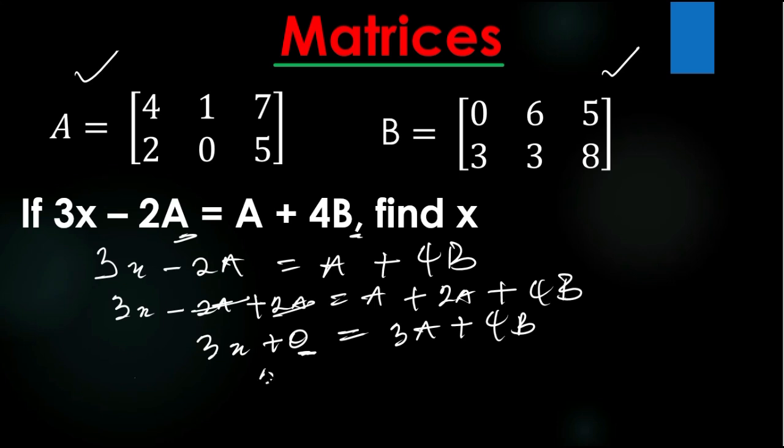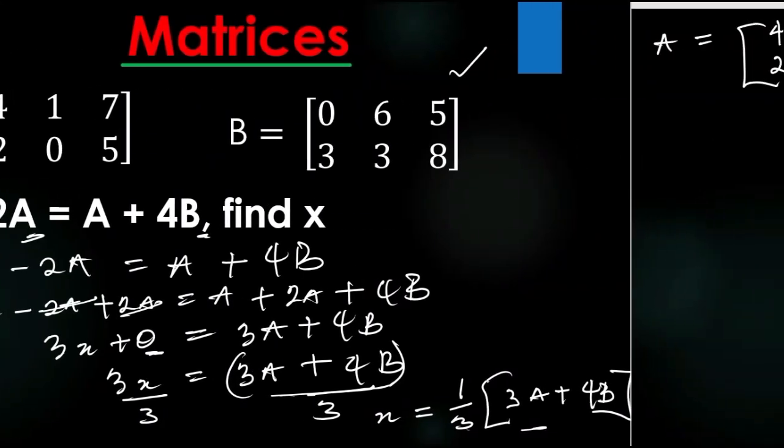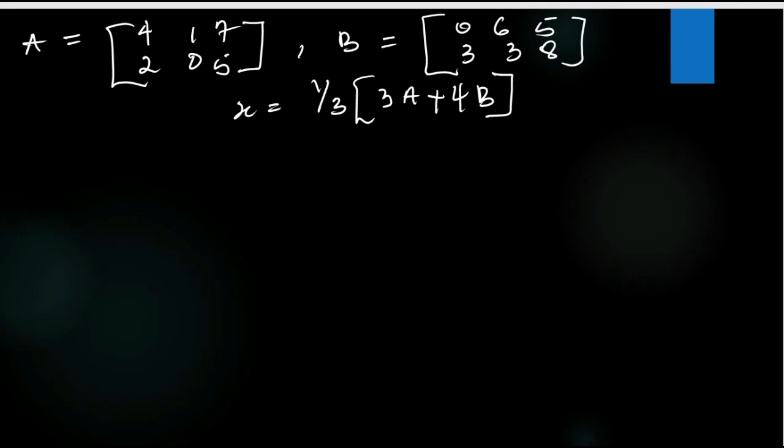Now, 0 plus 3x, that's 3x, is equal to 3A plus 4B. Let's divide both sides by 3. So that x will be the same thing as 1 over 3 into 3A plus 4B. Because we're actually interacting with matrices, I want to leave it this way first, then treat the matrices. Now, I've simply rewritten the matrices for clarity's sake and the value of x.